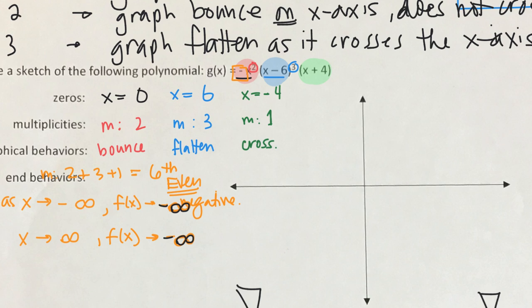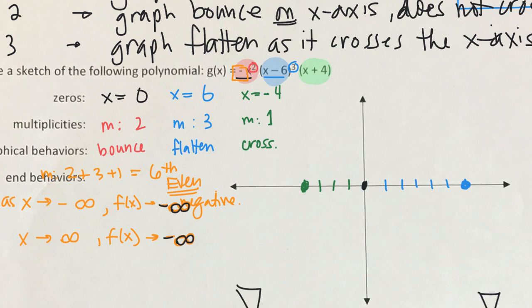So we're going to put in our minus 4, right? Here's a negative 4: 1, 2, 3, 4. That's where it crosses the x-axis. It crosses the x-axis at 0, and it crosses the x-axis at positive 6: 1, 2, 3, 4, 5, 6. So those are your 3 zeros. So we put them on.